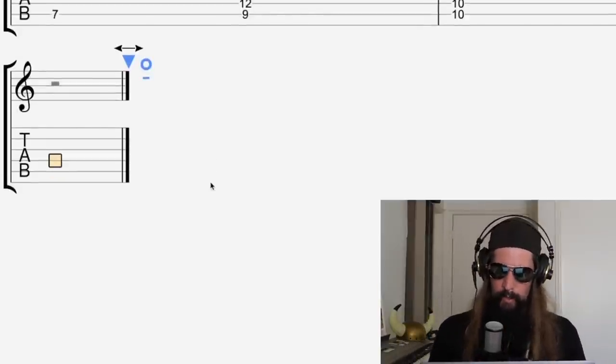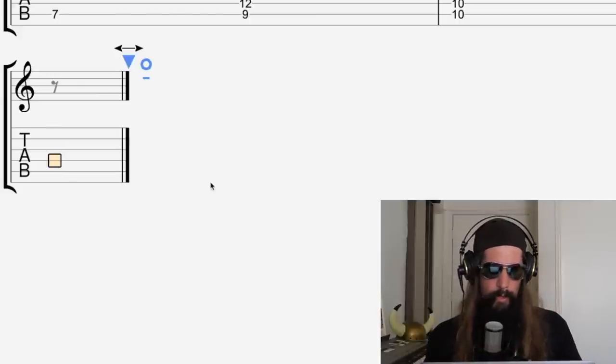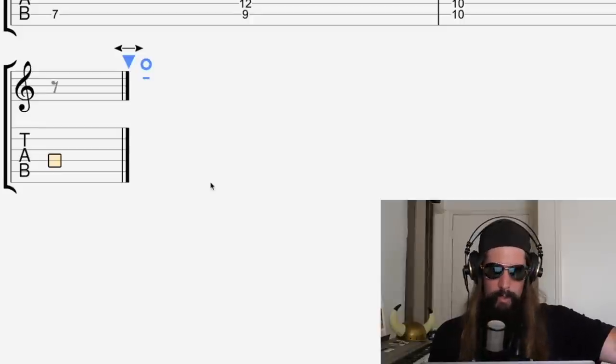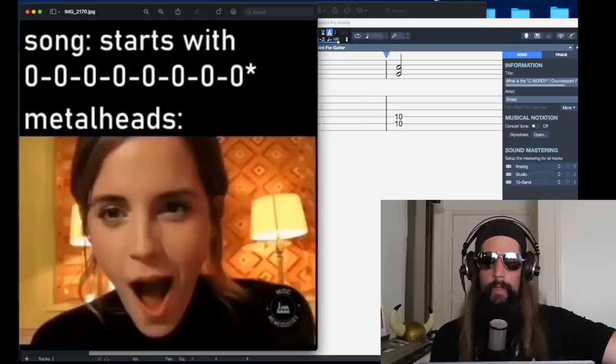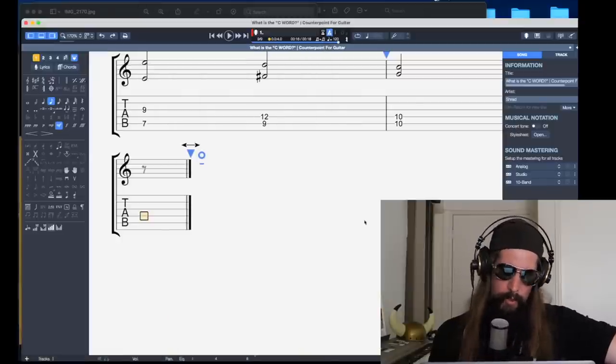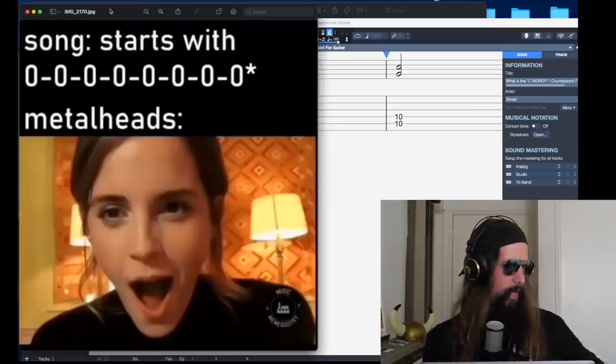But let's think about a more standard kind of metal riff, right? You've seen those memes all about the O-O-O's. Here's one right here. Song starts with O-O-O. Metalheads, oh, they love it. They love it. And actually, it's not just the metalheads, believe it or not.